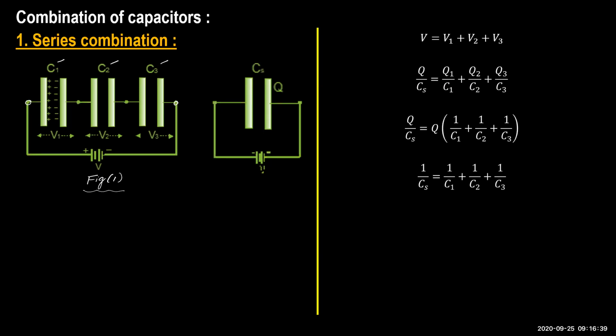When the battery is connected, the current starts to flow. As the current starts to flow, the charges start to store in the capacitors. The first capacitor stores charges, the second capacitor also stores charges, and the third capacitor also stores charges. Assume the first capacitor has stored charge of quantity Q1, the second capacitor Q2, and the third capacitor Q3.